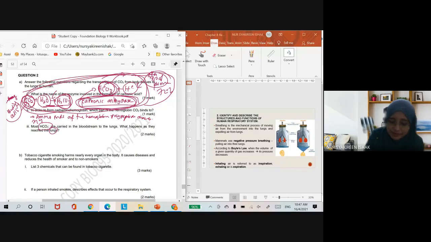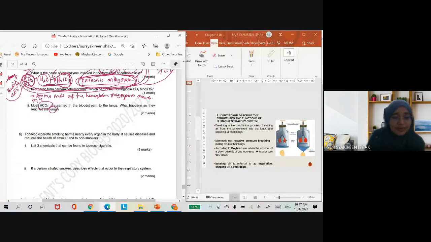You have to explain. Okay, and then carbon dioxide will diffuse into the blood plasma, out from the blood capillaries, diffuse across the wall of the blood capillaries into interstitial fluid, then diffuse through the wall of the alveolus into the alveolar air space to be exhaled out into the atmosphere. Okay, so dua markah je dia nak, so sama je lah kan. So saya bagilah kat sini.